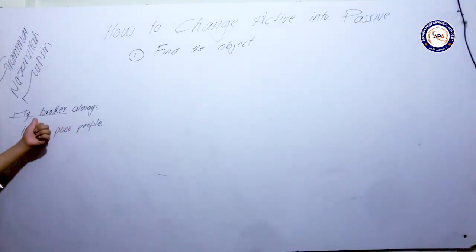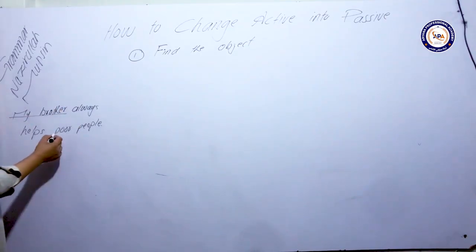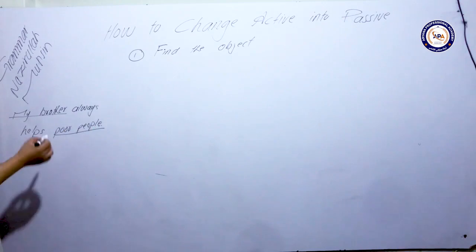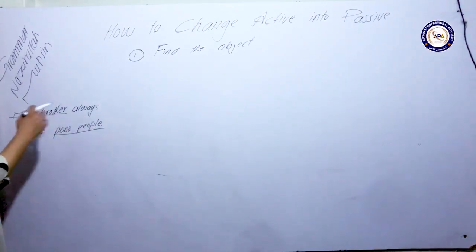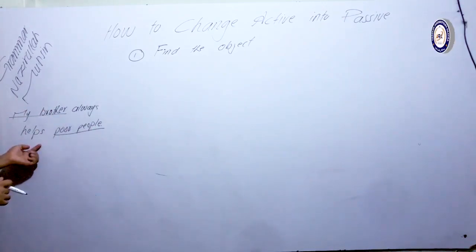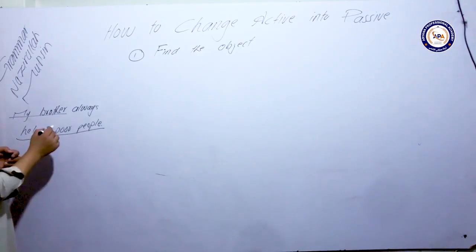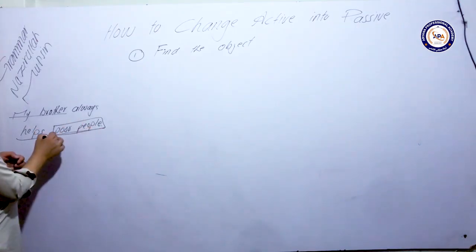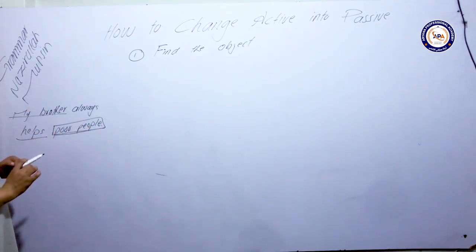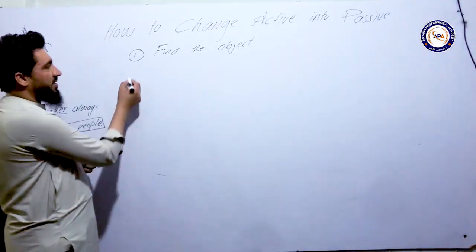Like this example. My brother always helps. My brother always helps whom? Poor people. And poor people is the receiver of this action. So we have an object and this verb is transitive in this sentence. So we found the object, poor people. Now, what is the next step?